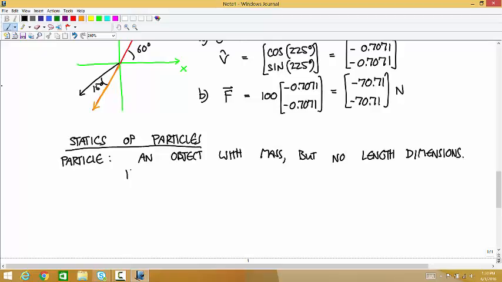So, therefore, we don't worry about a particle's orientation.